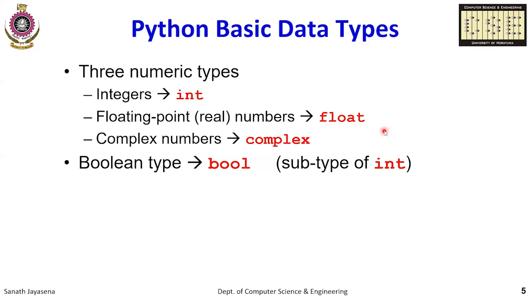And then we have a Boolean type called bool. It can be considered as some type of int. Basically, they have two values, right? Either true or false. And so those are some of the basic things.